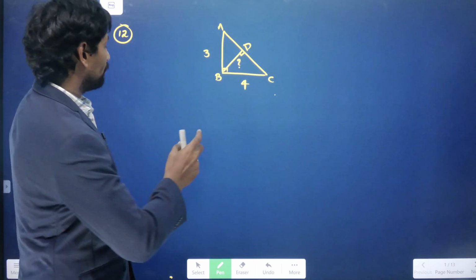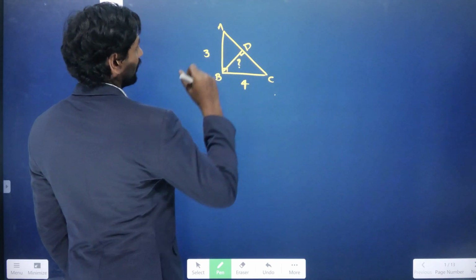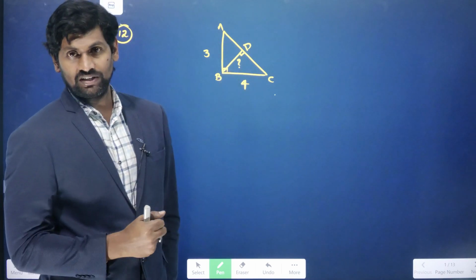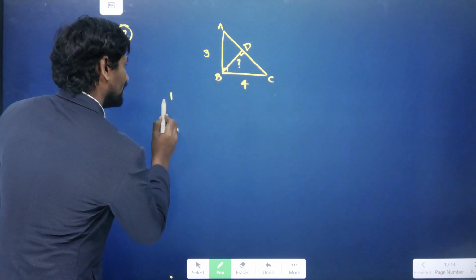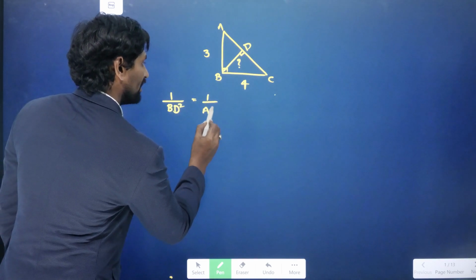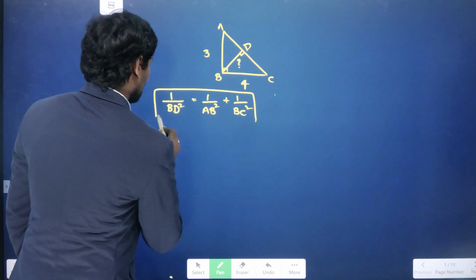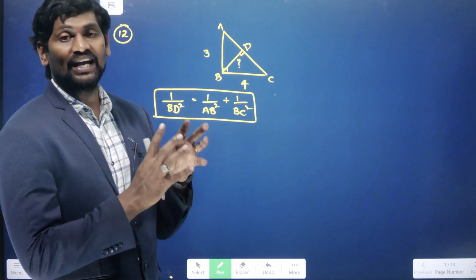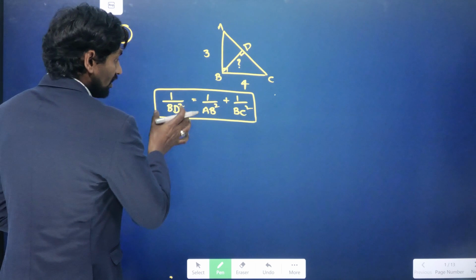In this type of situation we have discussed a property previously. That means if the length of the altitude is P, then 1 by P square is equal to 1 by A square plus 1 by B square. Based on this, let us consider this BD as P value. That means 1 by BD square is equal to 1 by AB square plus 1 by BC square. This property we have already discussed in our previous class, as a property of the right angle triangle.